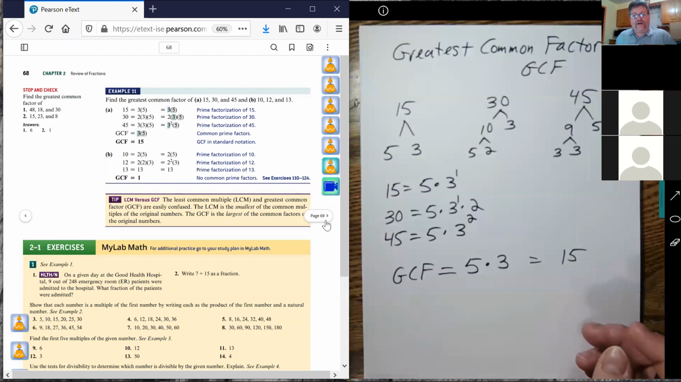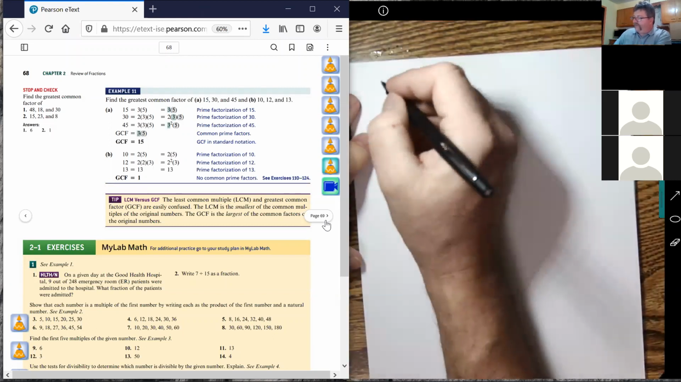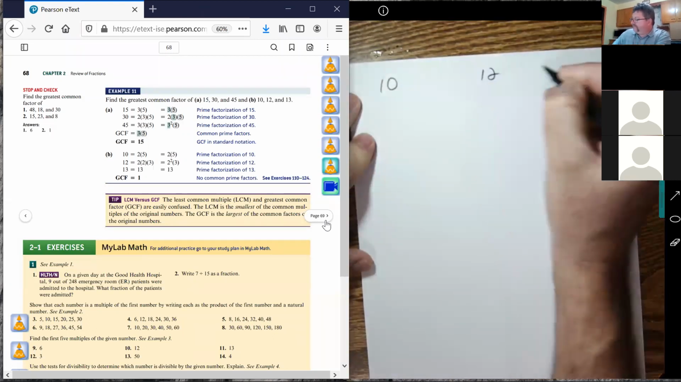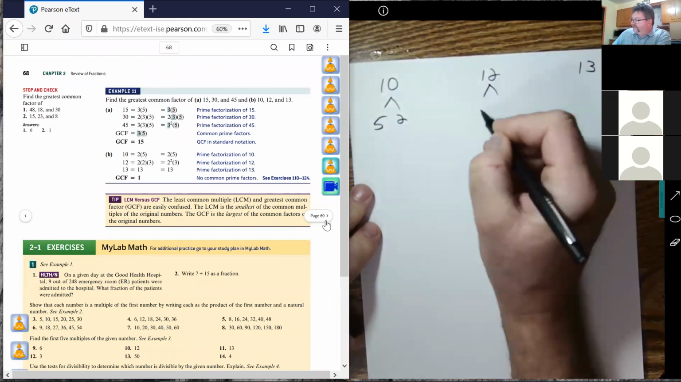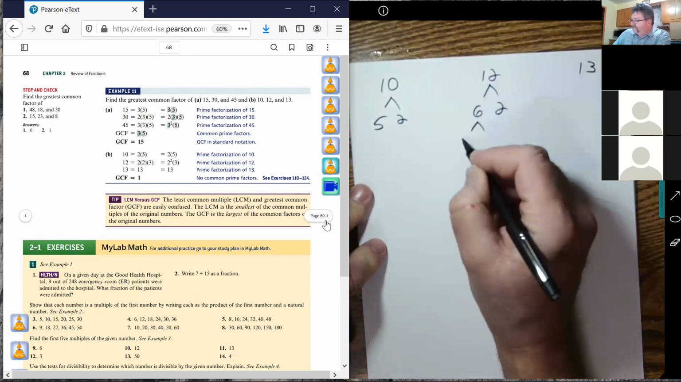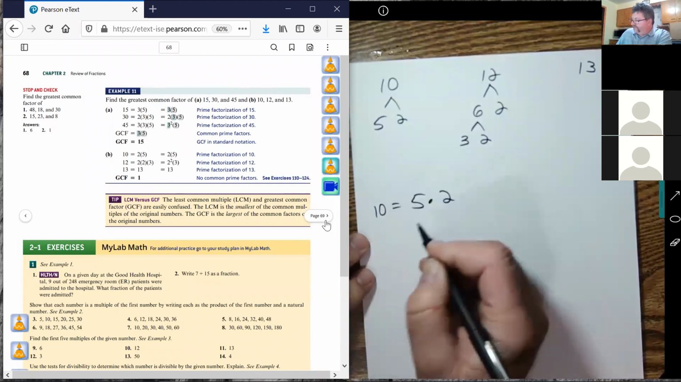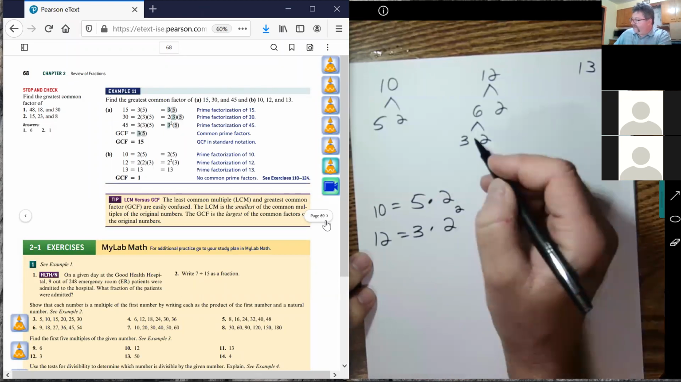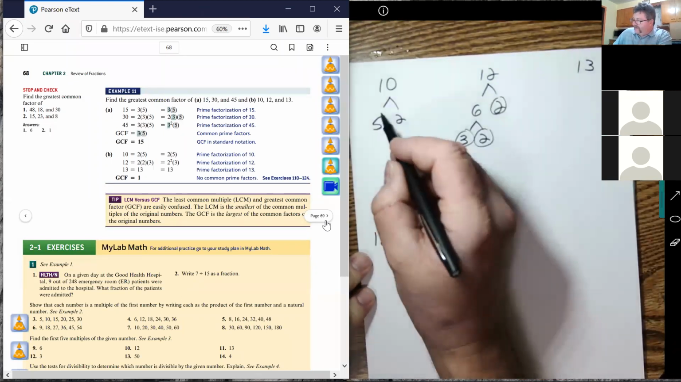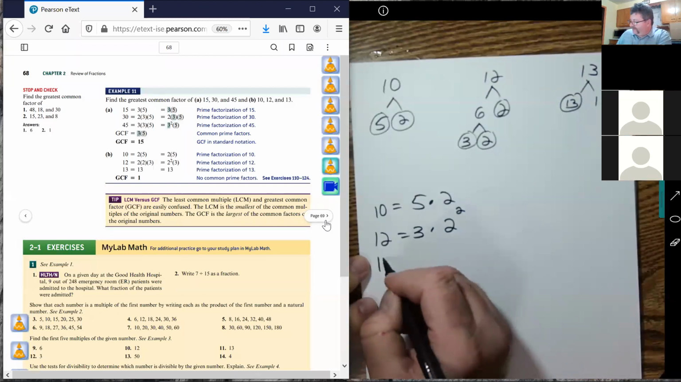All right, let's try 10, 12, and 13. Greatest common factor, 10, 12, and 13. Well, 10 is 5 times 2. 12 is 6 times 2, which is 3 times 2 times 2. Let me write it here. 10 equals 5 times 2. 12 equals 3 times 2 squared. I should make a habit of circling my primes here. Now 13, right? It's nothing there. 13 times 1 is all I can do there. So 13 is just 13.